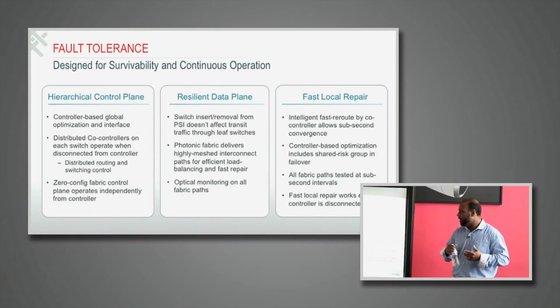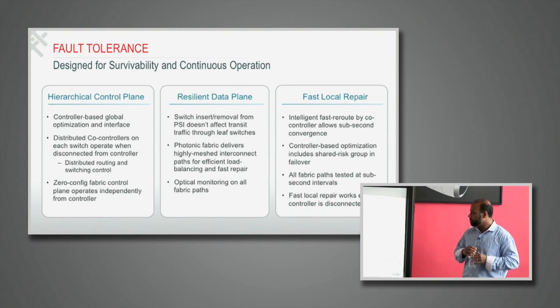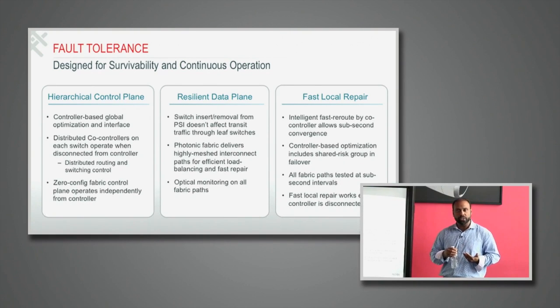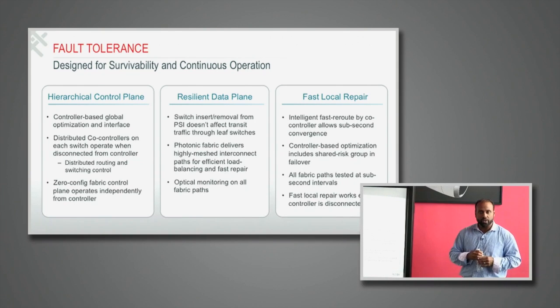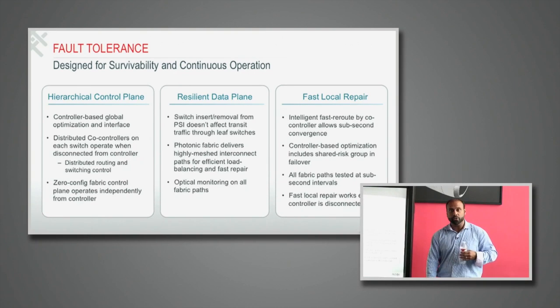We get all that meshing, and we do all the optical monitoring on all the paths. So all that stuff is handled behind the scenes. The fast local repair: the notion that we have a co-controller in each switch allows us to deal with all the local fault issues in real time right at the switch. We don't have to have the controller tell us how to deal with a fault. That happens even when the controller is disconnected, because all of that information is pre-computed.